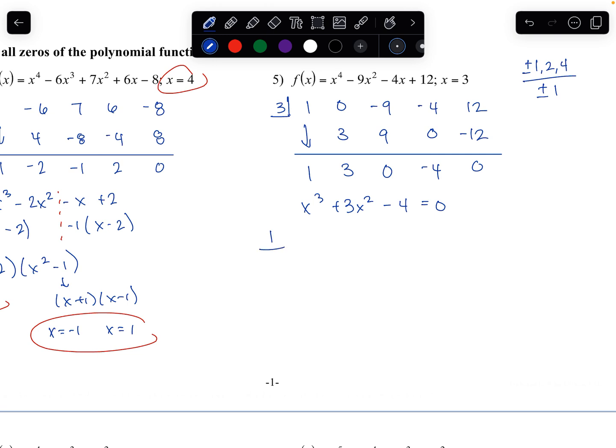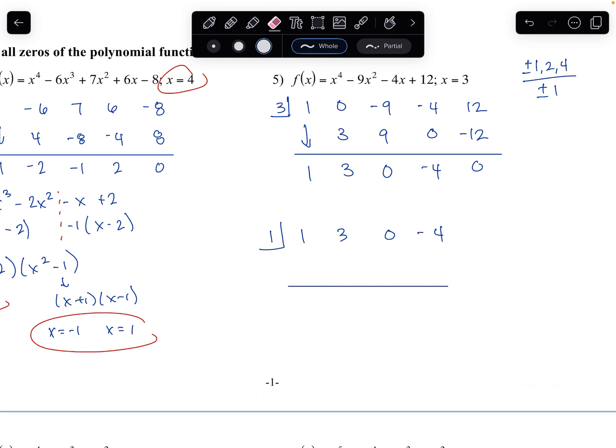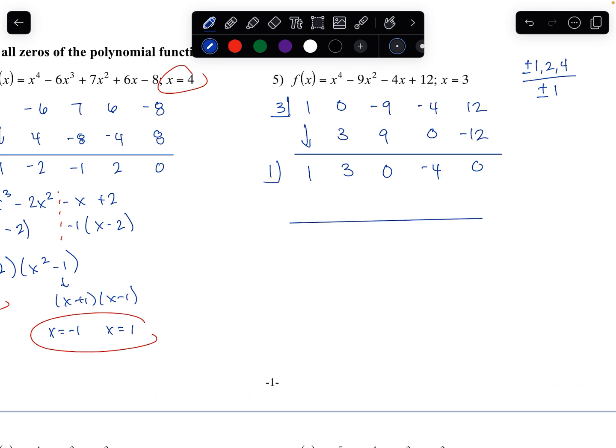So I'm going to use 1, and I'm going to use synthetic division again. I'm going to save some space right here. I'm just going to use this same part right here. So I'm going to use 1. So double synthetic division. Drop the 1. 1 times 1 is 1. 3 plus 1 is going to be 4.